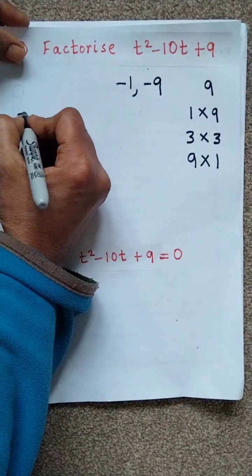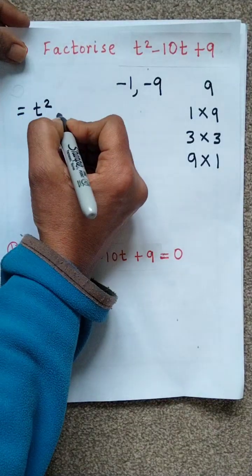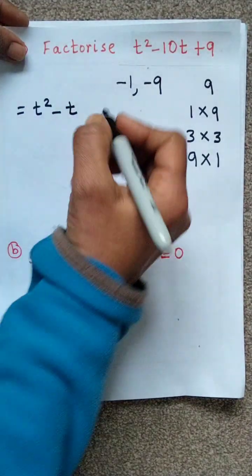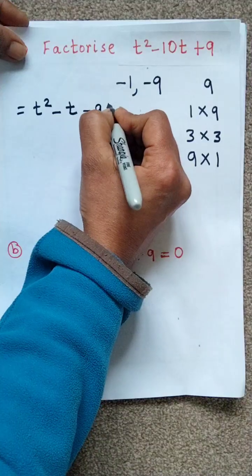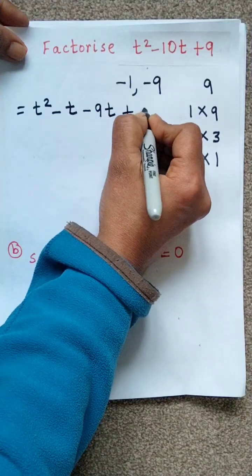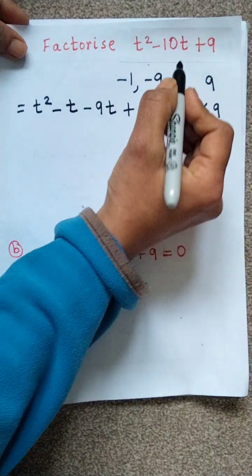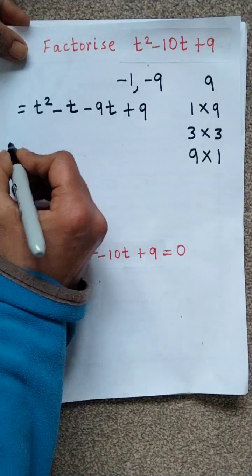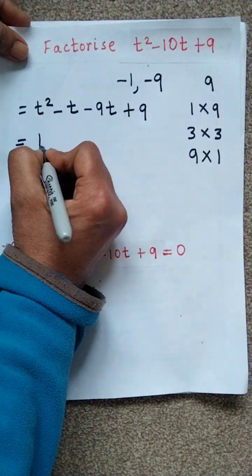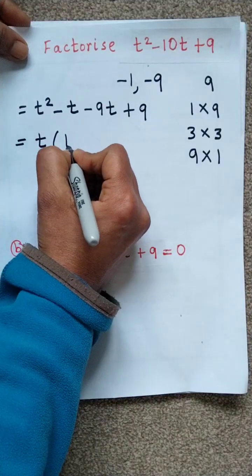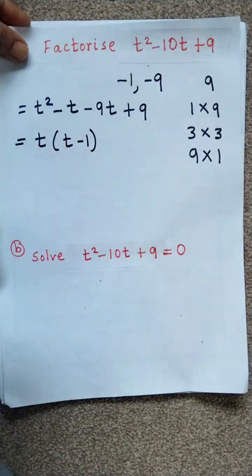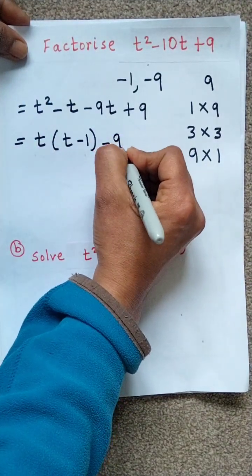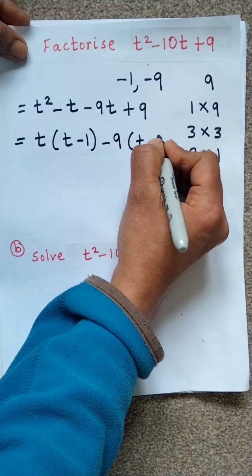So we will write t square minus t minus 9t plus 9. We have just split the minus 10t as minus t and minus 9t. t is common here, so what remains? t minus 1. And here we have taken minus 9 outside, so what remains? t minus 1.